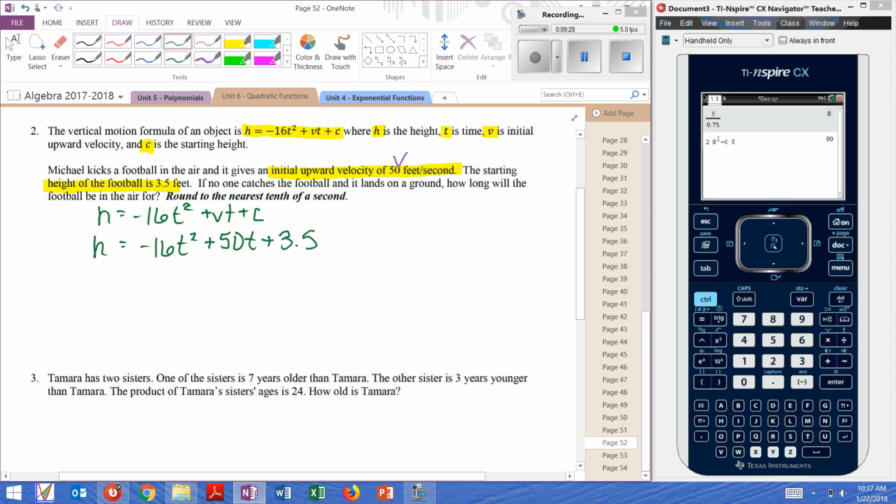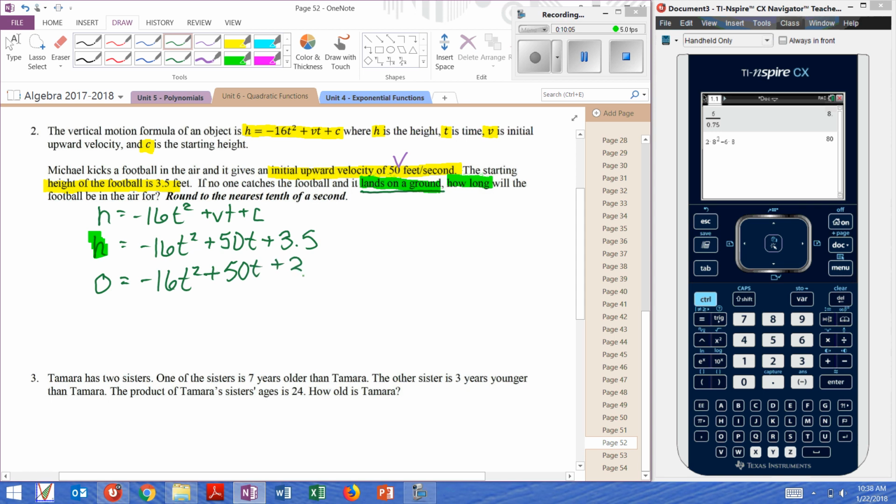Okay, so now it says if no one catches the football and it lands on the ground, or lands on a ground, I guess. I don't know how many different types of grounds there are. So lands on the ground, how long will the football be in the air for? So we're actually looking for a time, because how long? And we know that it's landing on the ground. So that means our h, our height, will be 0. So this is just a fancy way of saying, let's solve this.